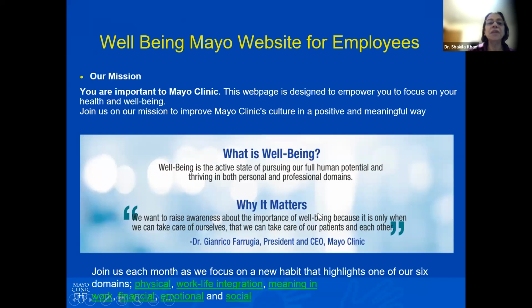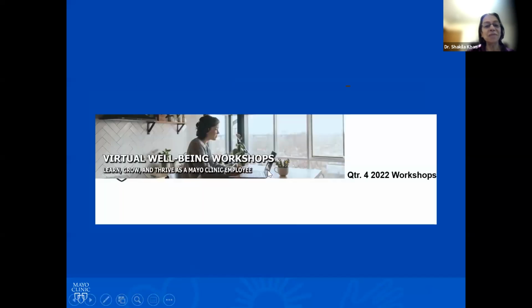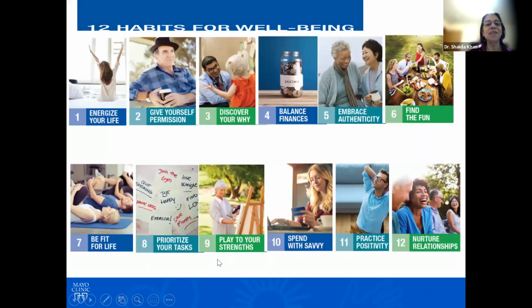So we actually have a Well-being Mayo website for employees, which is very important. And they have been working on it continuously. There is a newsletter which comes out to everybody, and they have workshops that you can attend online. I received this survey recently, so I thought I'd copy it and put it in. Every 3 months, they ask us to do a physician well-being index assessment online to see how we are doing.